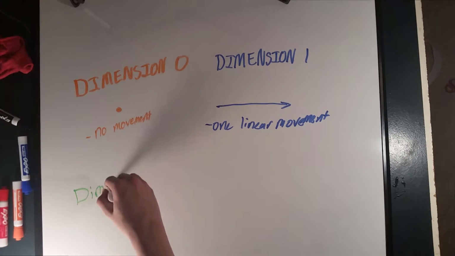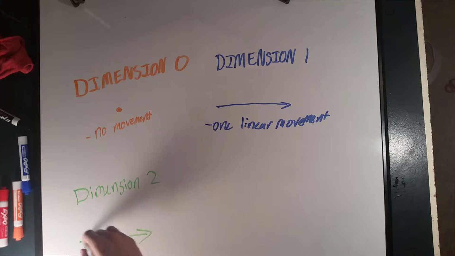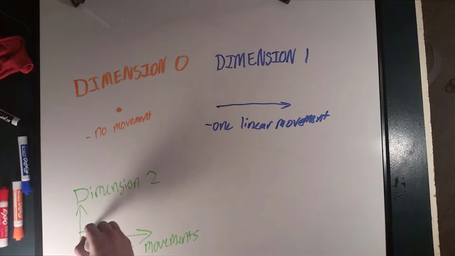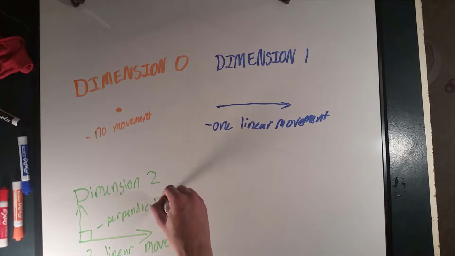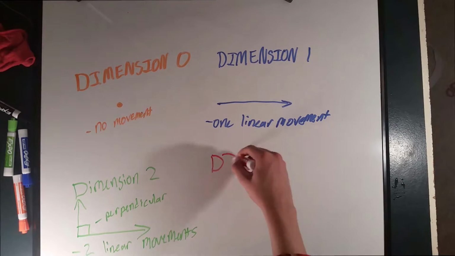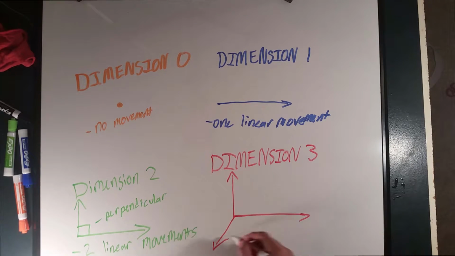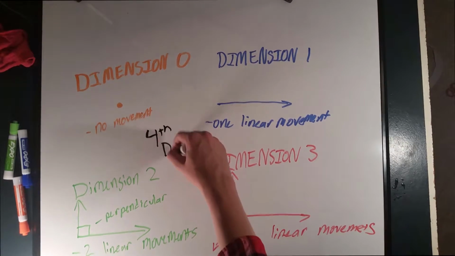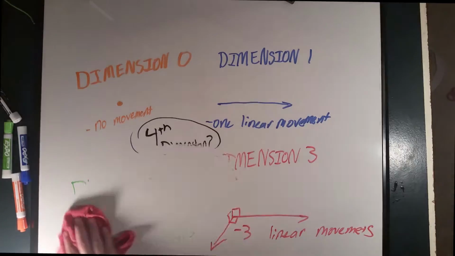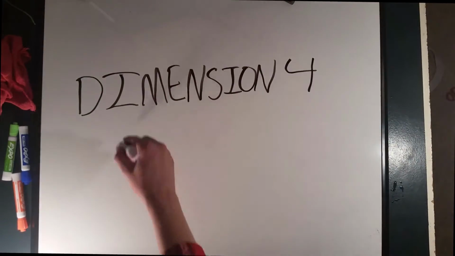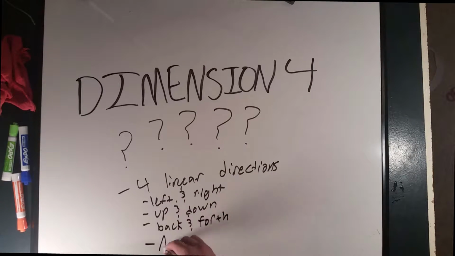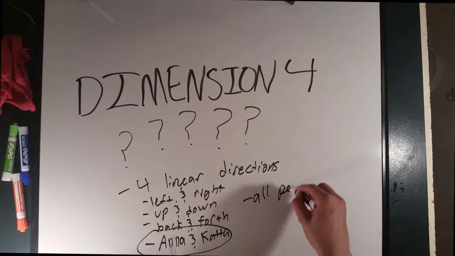In the second dimension, we now have another direction to move. We'll call this movement up and down. These two axes are perpendicular to each other all the time. In the third dimension, we have another movement, and we'll call this one back and forth. Now this is where it gets tricky. In the fourth dimension, you add another way of movement, and all of these axes are still perpendicular to each other. This fourth linear movement is called ana and kata.